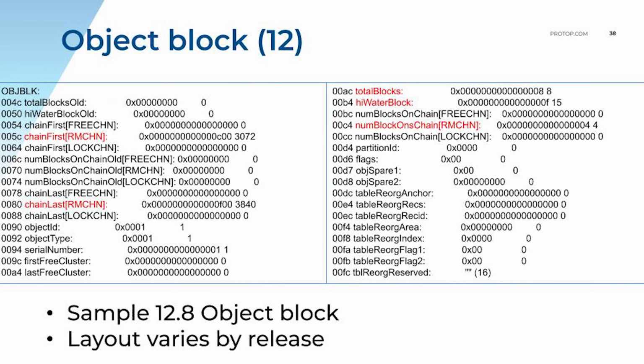The payload looks something like this. Bit of an eye chart. I've just highlighted some of the more interesting fields. We've got the first DB key on the RM chain, the last one, the number of blocks on the RM chain, the total number of blocks in the object, the block at the high watermark, which for some reason is expressed as a block number, not an address. Don't know why. Mike probably does. And again, in later releases, you're going to see more fields.